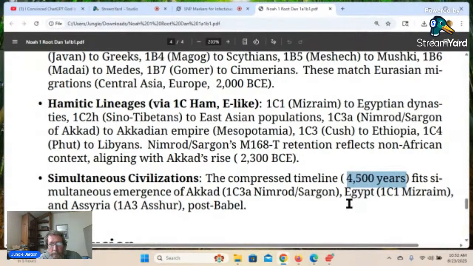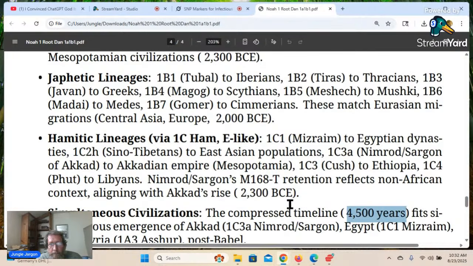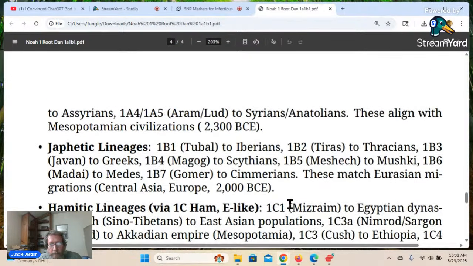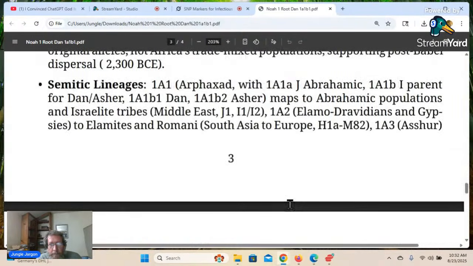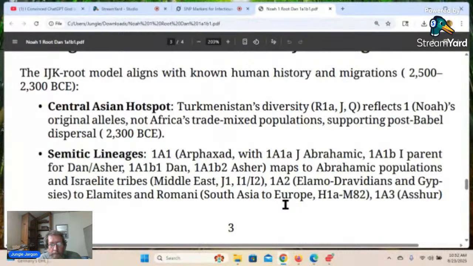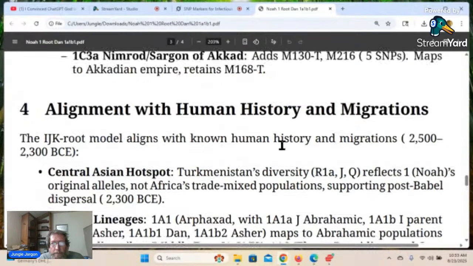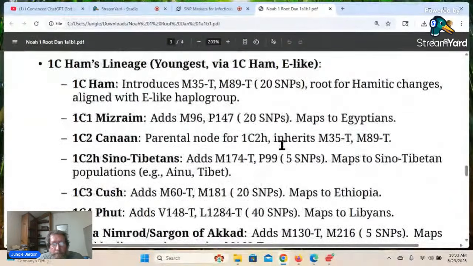historical migrations, 2300 BCE. The numerical system shines for its clarity, avoiding standard A-root model confusion, and precisely maps lineages to historical records, like Nimrod Sargon's Akkadian Empire, Mizraim's Egypt, and Dan Asshur's Israelite migrations, while supporting Central Asian origins, Turkmenistan's R1A JQ diversity. By distinguishing Semitic and Japhetic M89C from Hamitic M89T lineages and tracking SNPs, e.g., M304T, M13T, M130T, it provides a testable, biblically coherent synthesis of genetics and history.